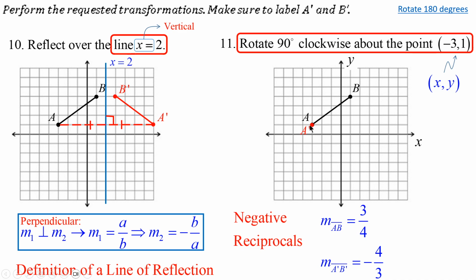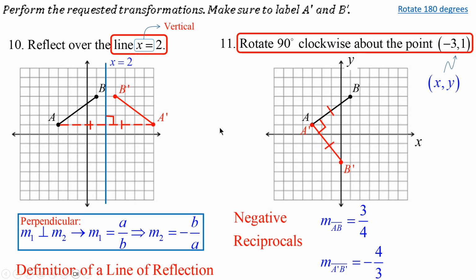So I'm going to drop 4: 1, 2, 3, 4. I'm going to run 3: 1, 2, 3. And there it is right there. And there's my B prime. And there's segment A prime, B prime. The perfect rotation of 90 degrees, and that is in a clockwise direction.